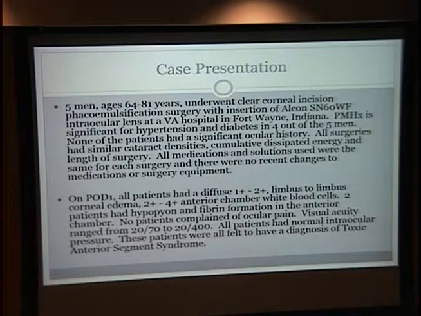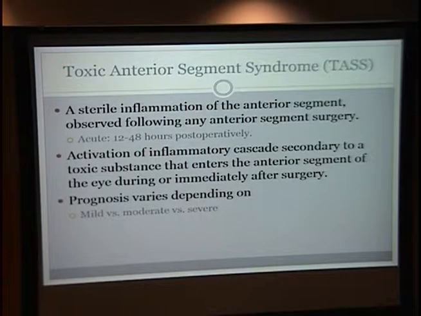On postoperative day one, all patients had a diffuse 1+ to 2+ corneal edema, a 2+ to 4+ anterior chamber white blood cells. Two of the patients had hypopyon and fibrin formation in the anterior chamber, and none of the patients complained of ocular pain. Visual acuity ranged from 20/70 to 20/400, and all patients had normal intraocular pressures. These patients were felt to have a diagnosis of toxic anterior segment syndrome and were treated accordingly.